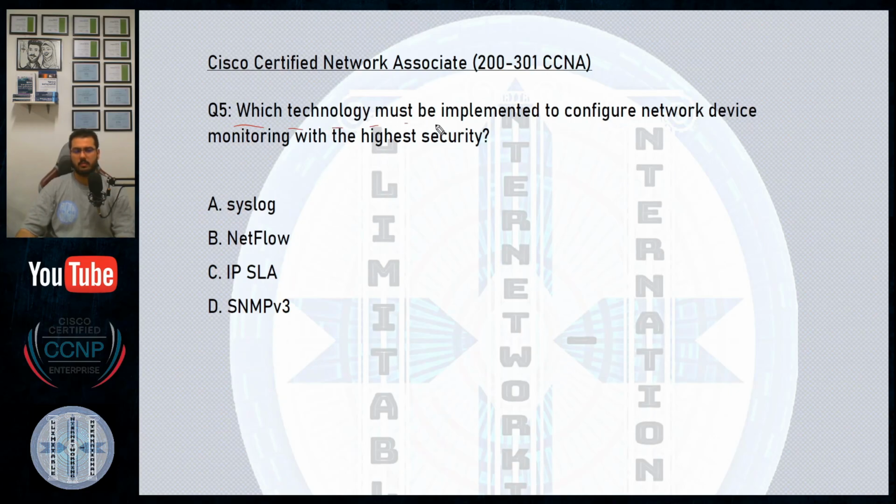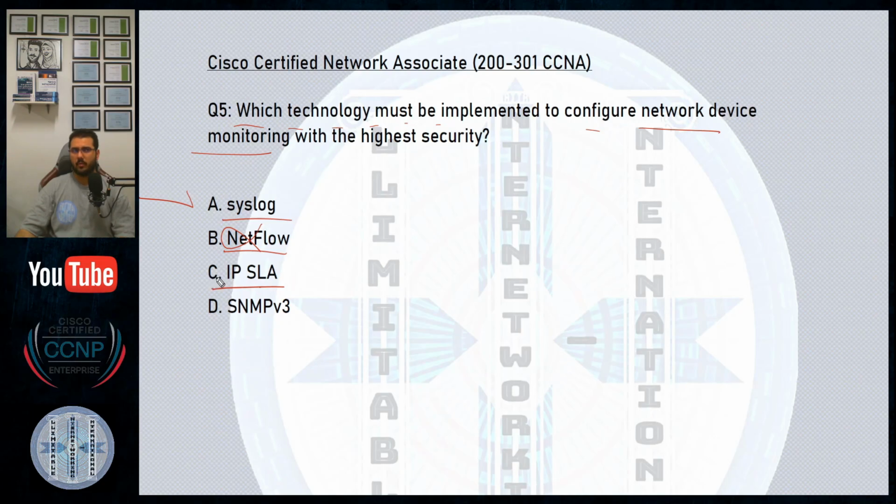Which technology must be implemented to configure network device monitoring? Can I monitor by syslog? Yes. Can I monitor devices by NetFlow? No, we can only monitor flow and take some statistics. Can I monitor by IP SLA?